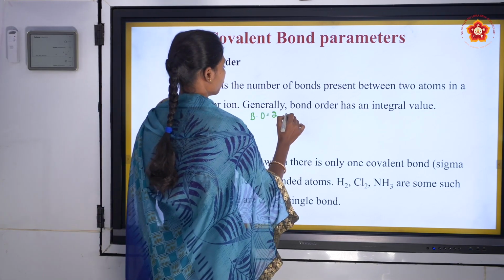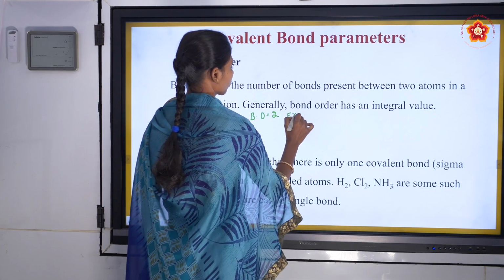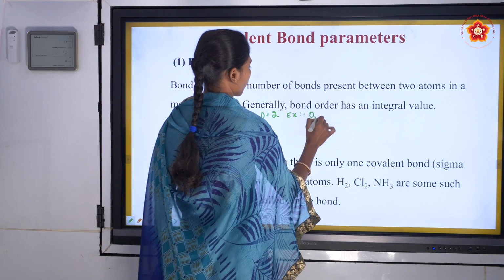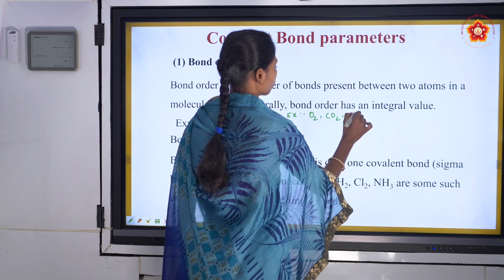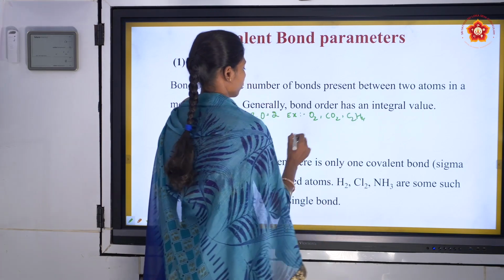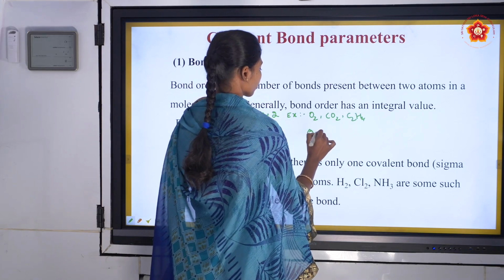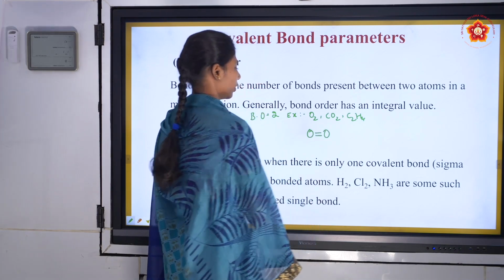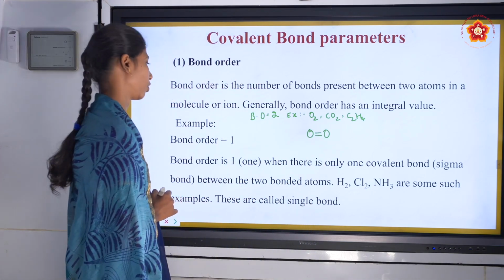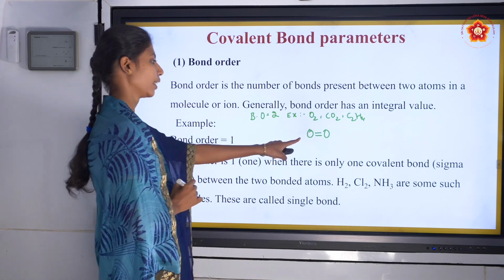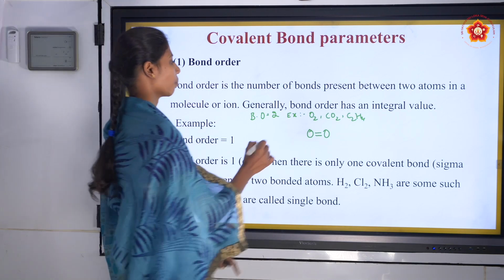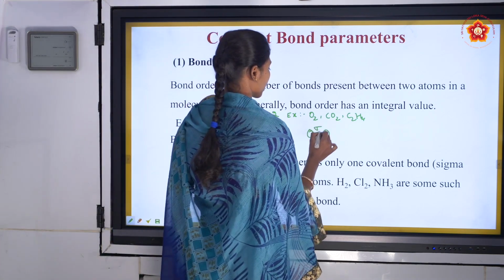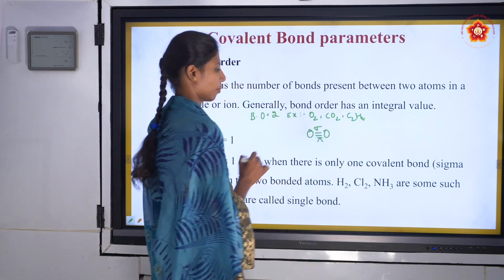Example, O2, CO2, C2H4. Here how many sigma bonds and how many pi bonds are there? Here 2 covalent bonds are present, 1 sigma bond and 1 pi bond.